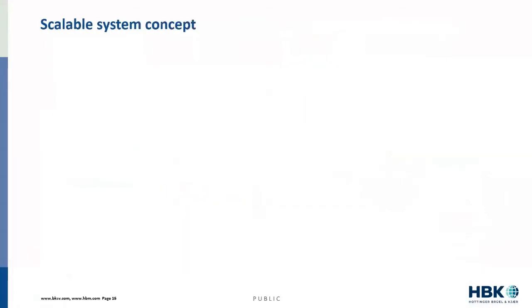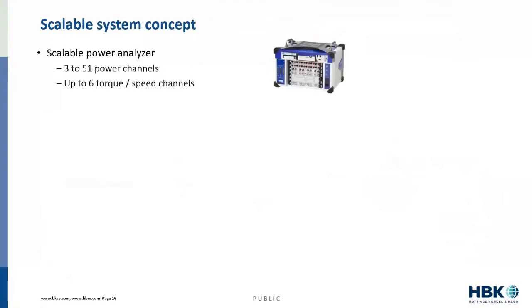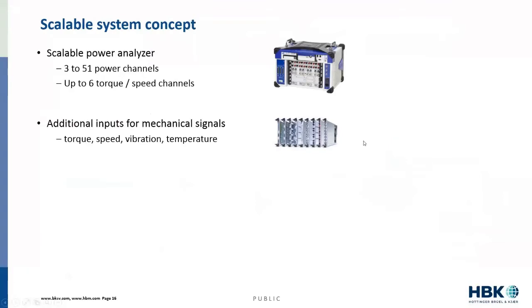So let's look at the basics of HBM's eDrive system. You've got a scalable mainframe, scalable power analyzer that can support from 3 to 51 power channels and up to 6 torque and speed channels. As you need additional power channels, you simply add additional modules to the mainframe, so it's easily expandable. We also have modules that can support mechanical inputs, such as vibration, temperature. If you want to know some strain, some acceleration, something like that, those signals can be recorded by the same system on the same time scale as your power measurements.